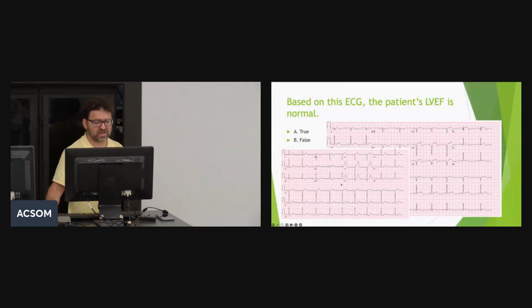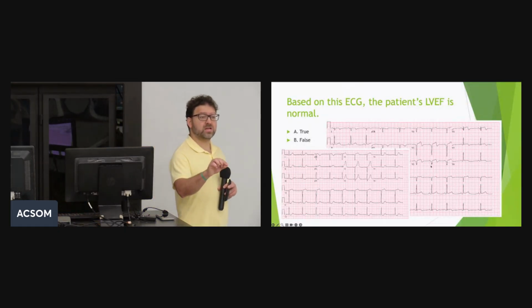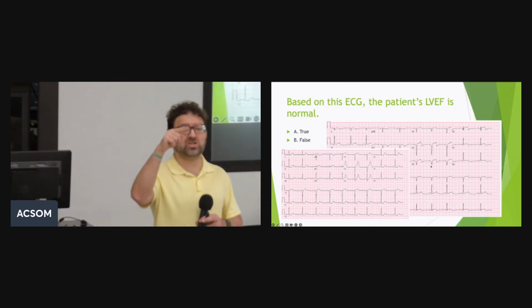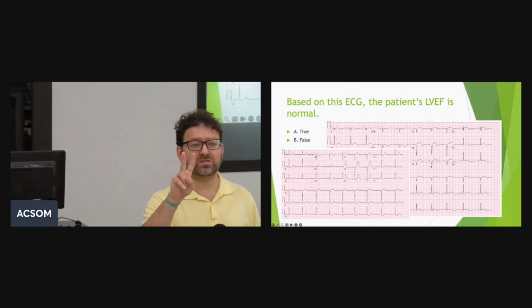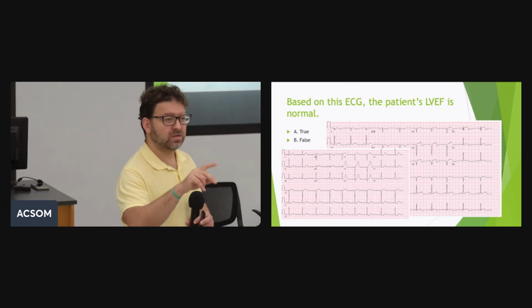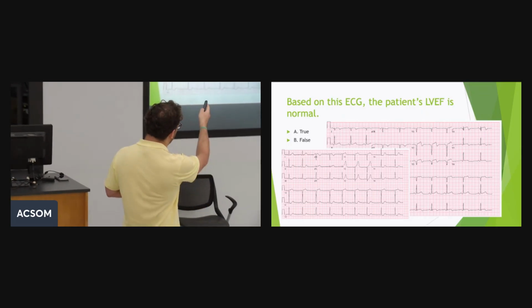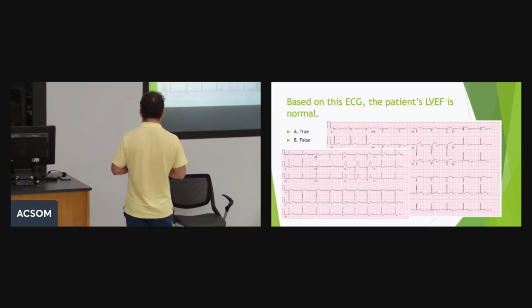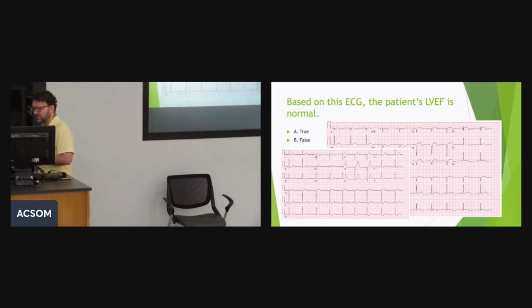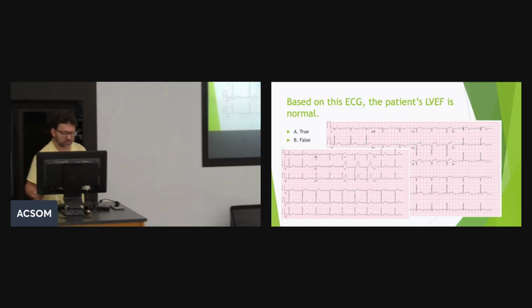Look right here, side by side. Look at the R waves, look at the Q waves. Back to the point, you need ST elevation or Q waves in two contiguous leads. Here you have a Q wave in V1, V2, and V3. That is a clear pattern.